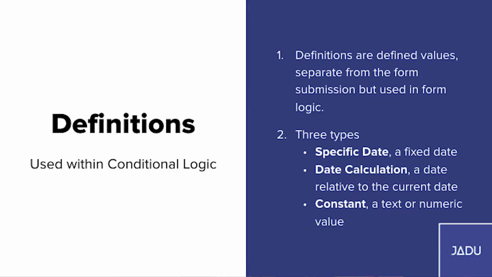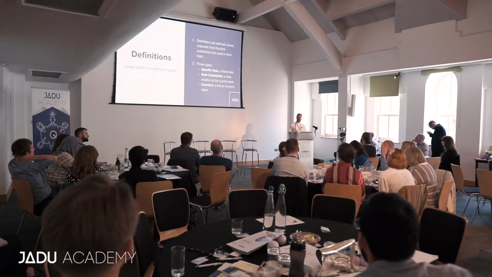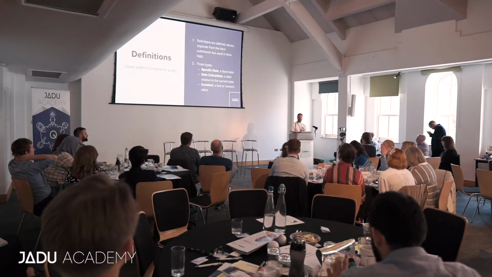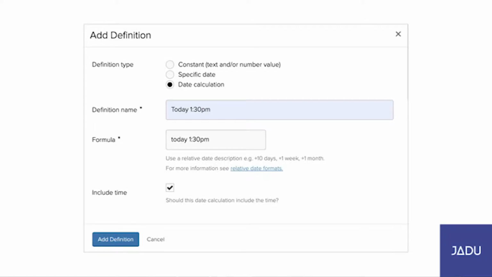And then constants are just a string value which you want to define and give a better name. So when we integrate with external systems, we normally end up working with codes, some ID values, anything that's not very descriptive, very difficult to understand. We can just give that an actual friendly, readable name to represent that. So that's the definition, and setting up a definition looks like that. On this particular one, I've set it up as a formula for today at 1:30 p.m. And our logic can then use that.